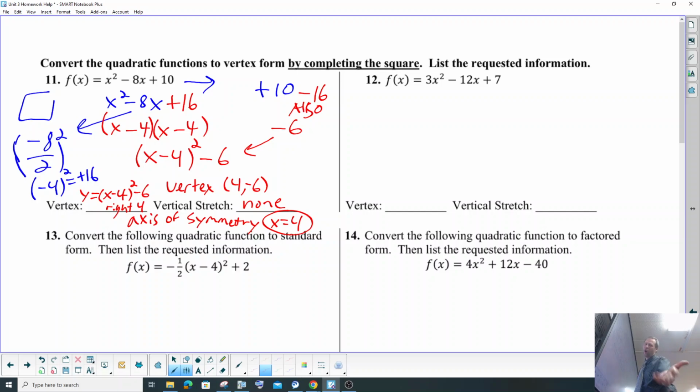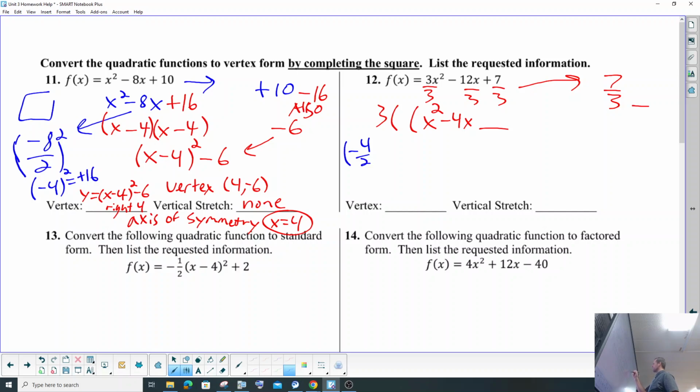Mr. Newbold, what if it's the harder one with the stinking divide by 3 and the fraction? Let's show you how to do that as well. We divide by 3 all the way across, and then send the 7/3 away. Then 3 divided by 3, pull that out here. That's going to hang out there for a while. So we'll have x squared minus 4x. The 3s go away because we pulled it out. Then we complete the square to both sides: take the b, divide by 2, and square it.